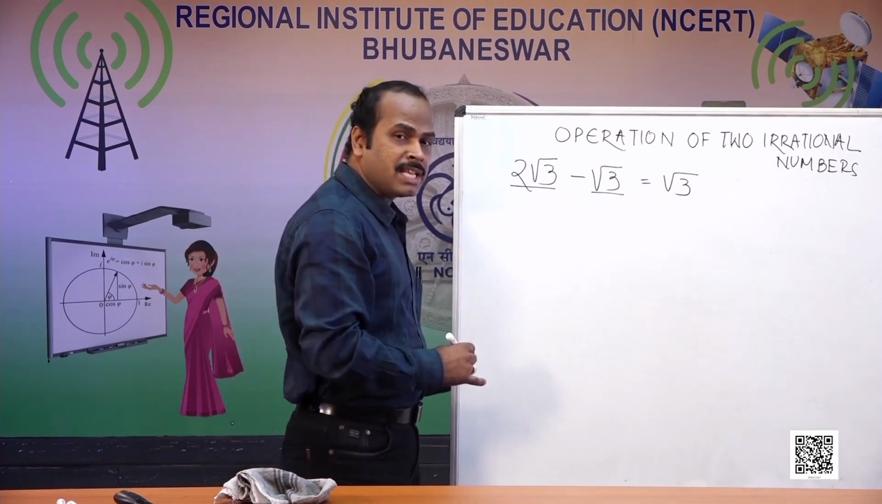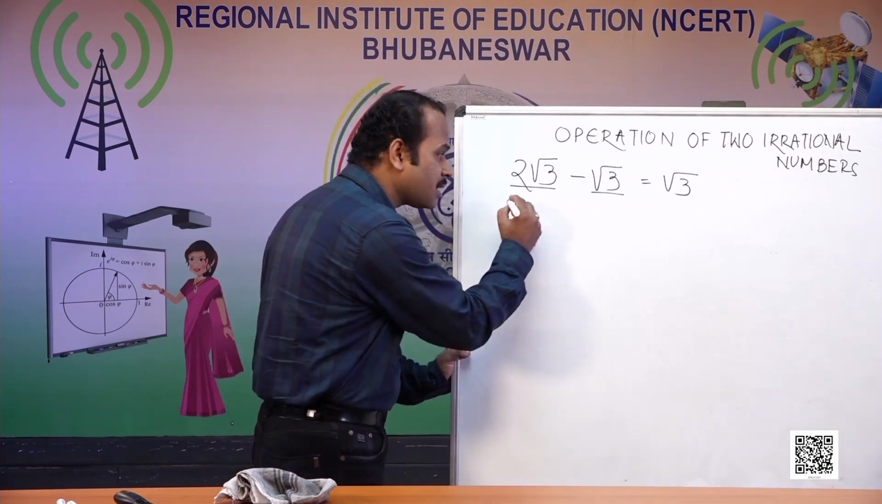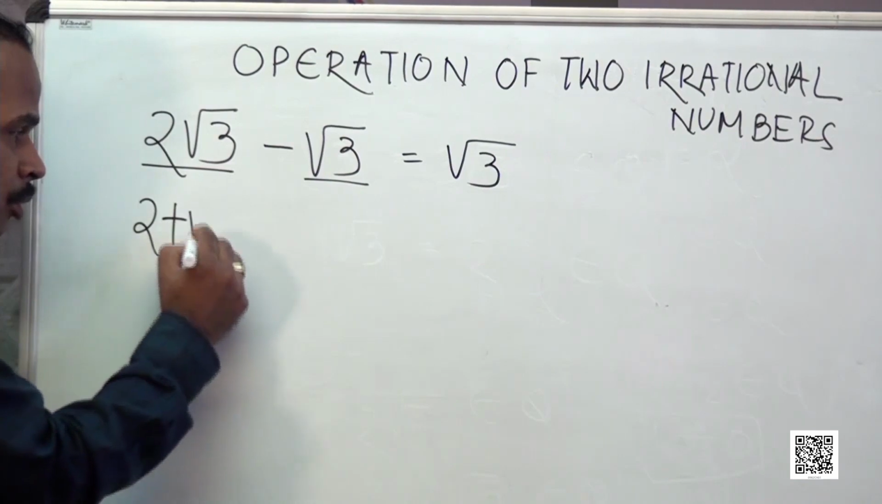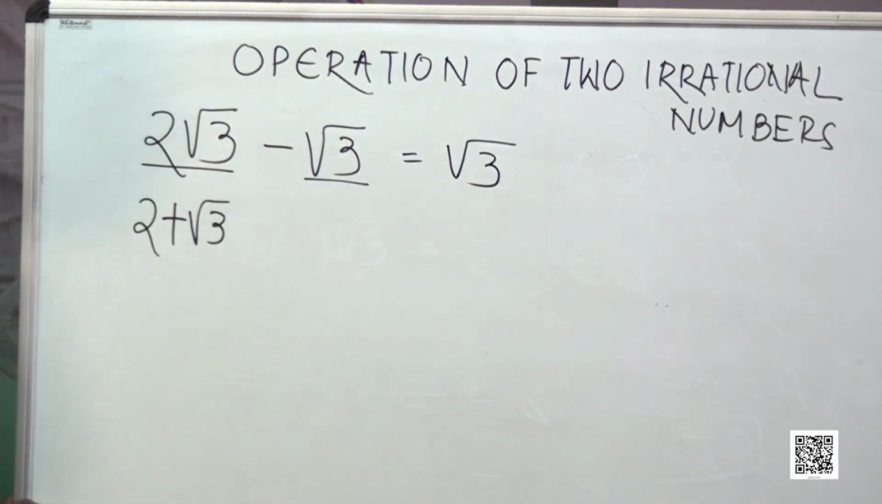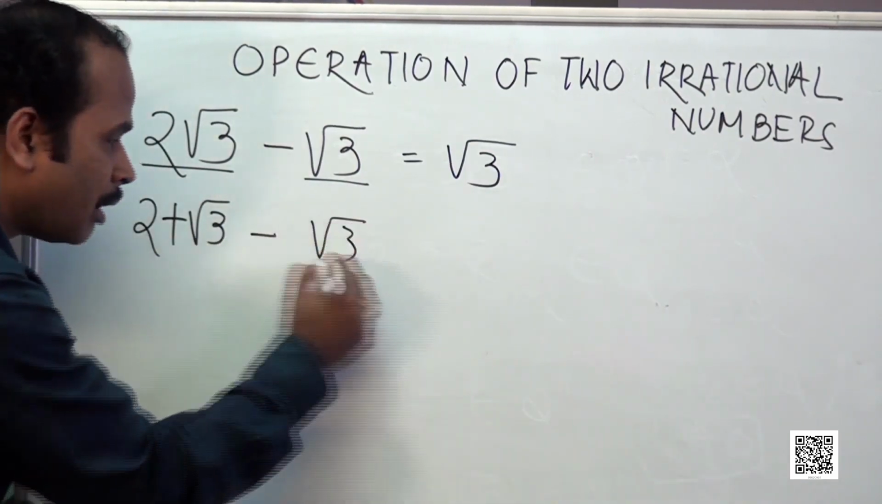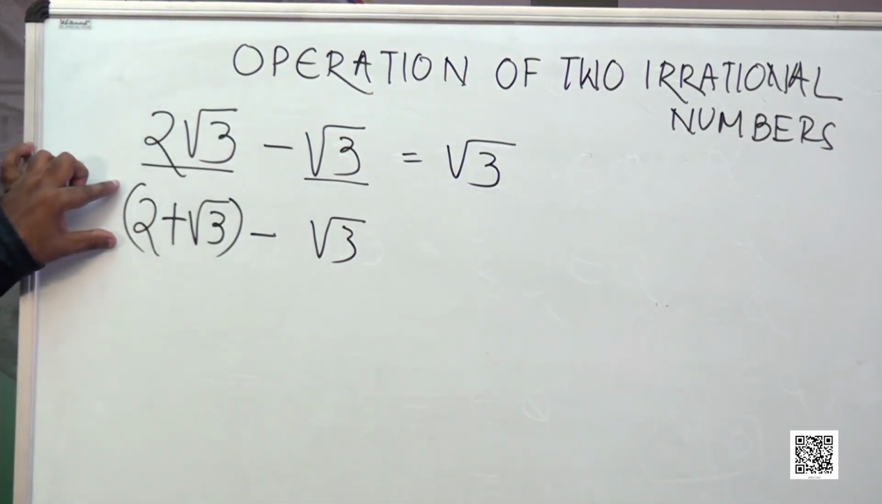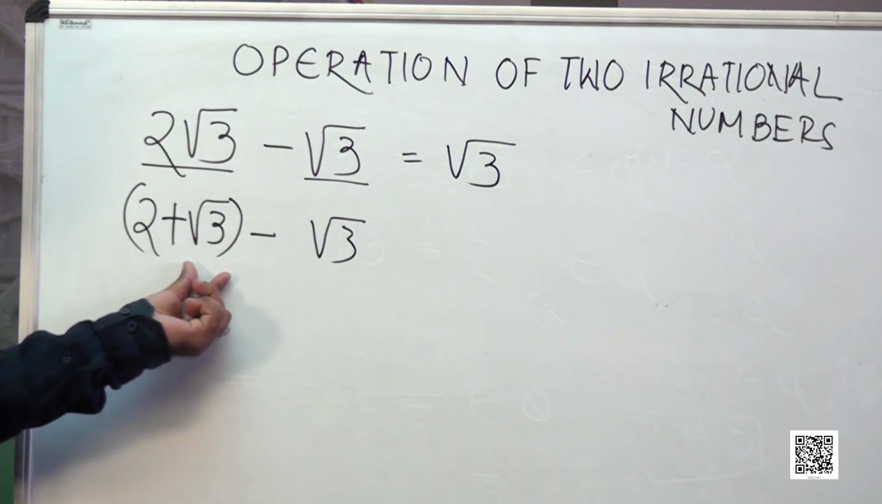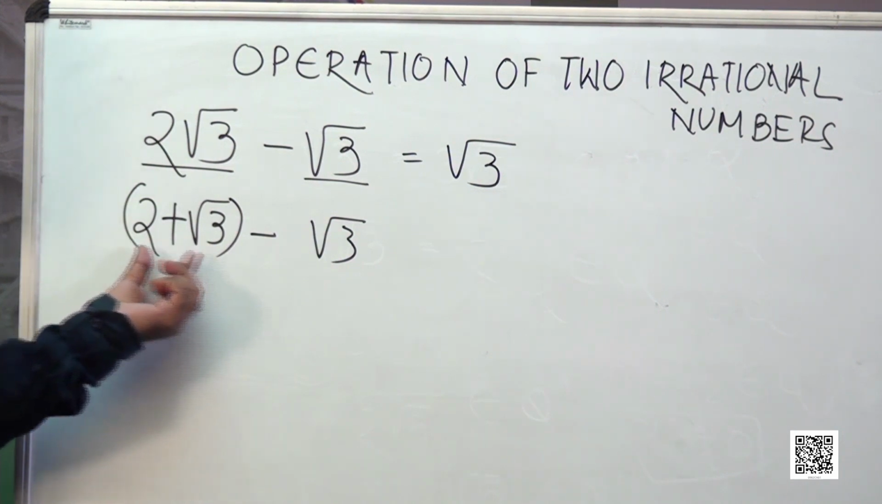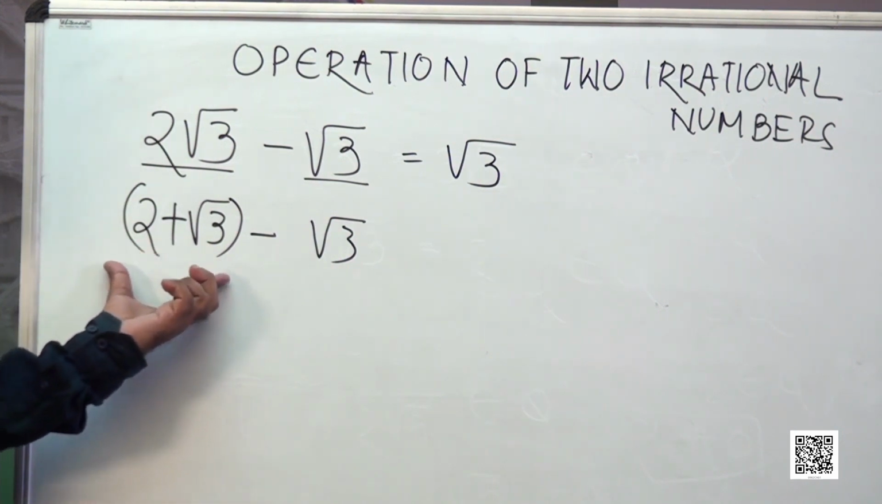Now let us find another difference case, 2 plus root 3 minus root 3. I have taken 2 plus root 3 as a single number, because 2 is a rational number and root 3 is an irrational number. The sum of a rational plus an irrational we have already found is irrational.